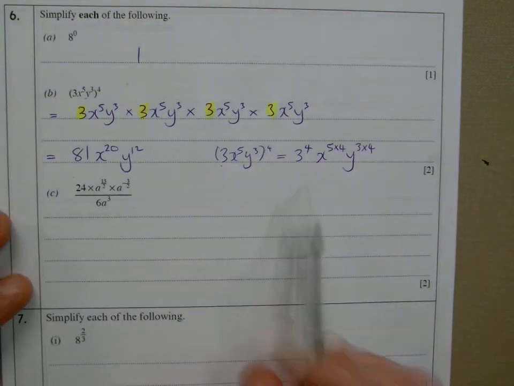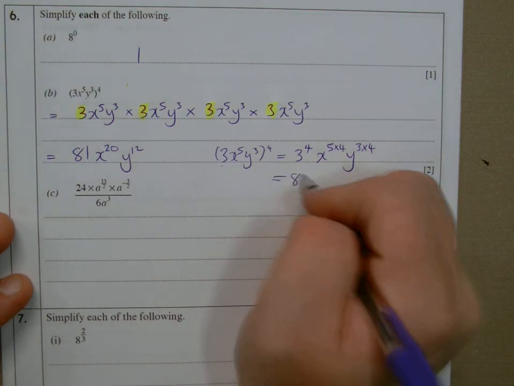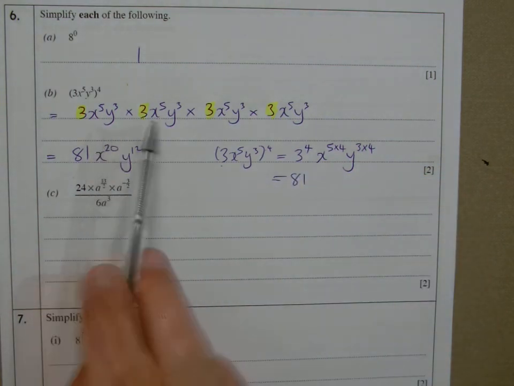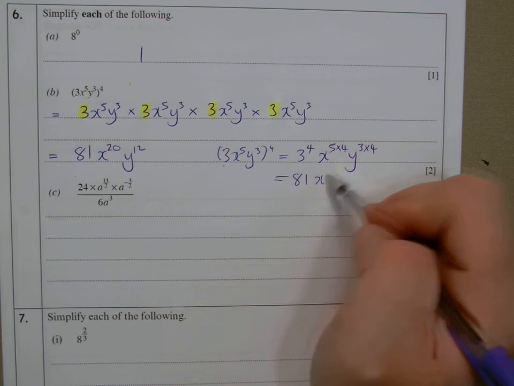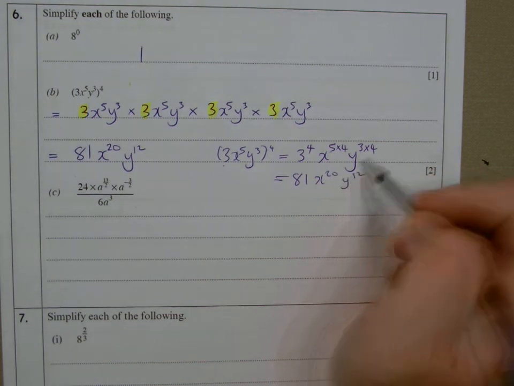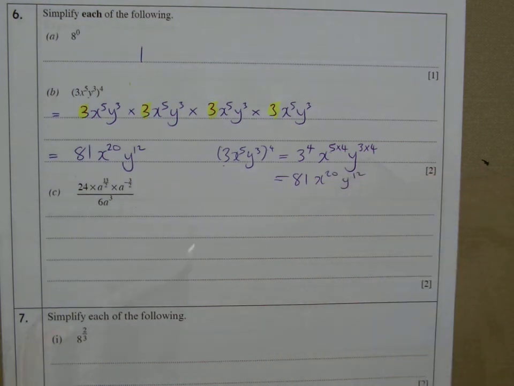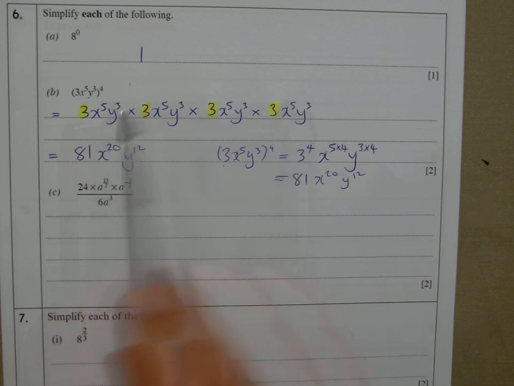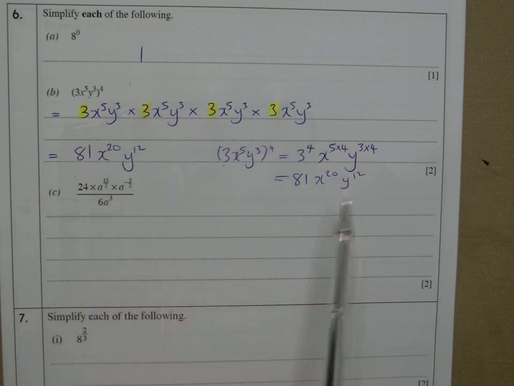So straight away you'll see 3 to the power 4 is actually 81, when you do what I did earlier. 5 times 4 is 20. 3 times 4 is 12. So you get the same answer. I kind of like the first approach though, because it's very logical, isn't it? But that's the simplified version of it.